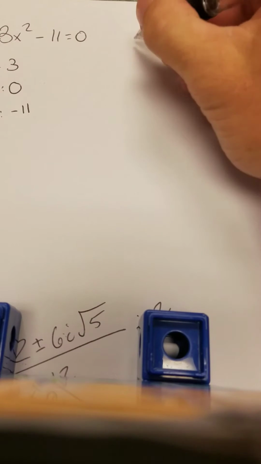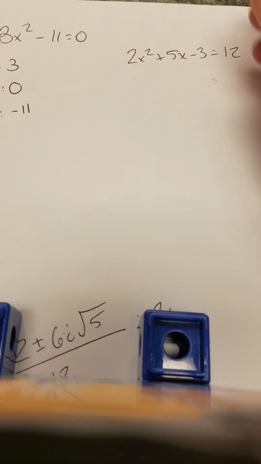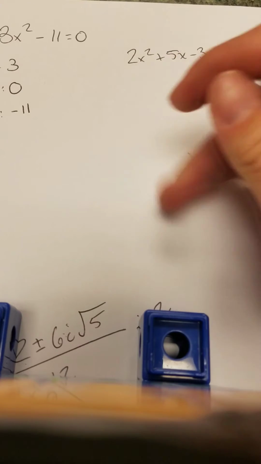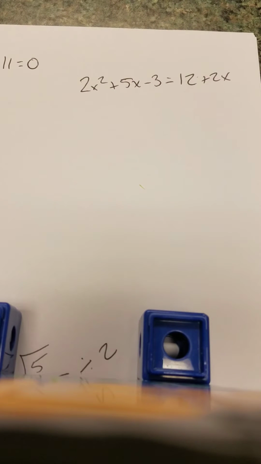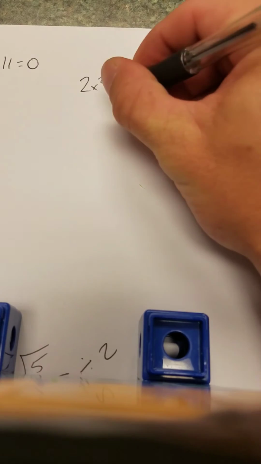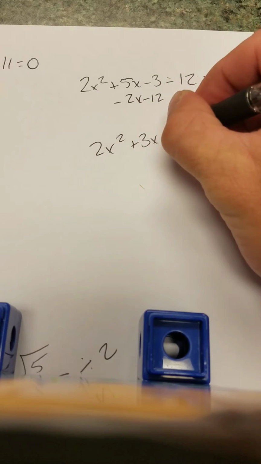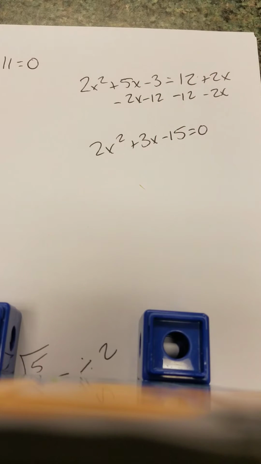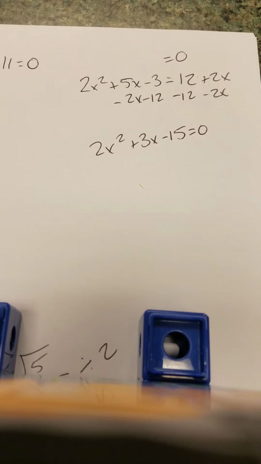Also, if you have an equation, maybe something like that, you need to make sure it's set equal to 0 first. So we're going to subtract 12 and subtract the 2x. So 2x squared plus 3x minus 15 equals 0. Now I can actually go ahead and solve that. So we must have it set equal to 0, and then you need to be able to identify all the terms, A, B, and C. All right?